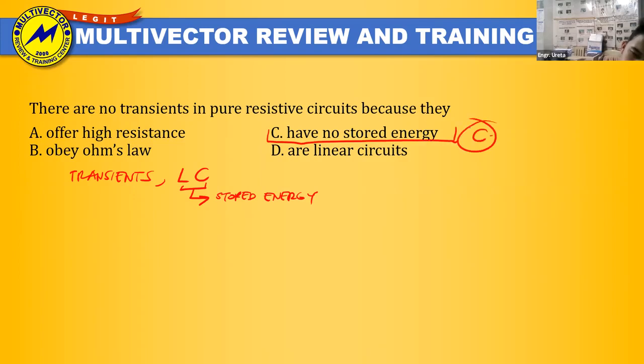Only L and C respond, among the main components of inductor, capacitor, and resistor, during our transient period, such as at the initial moment when you plug in or unplug our source. So the correct answer is that there is no transient in a pure resistive circuit because they have no stored energy, letter C. Okay, next.